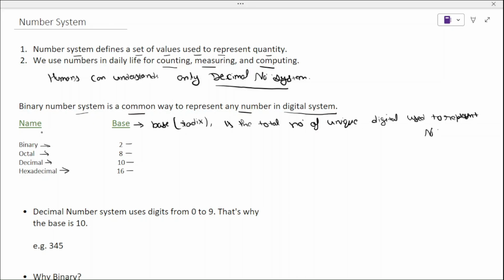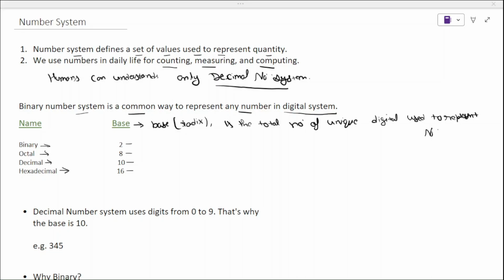Okay, so if you see, for binary number system the base is 2. It means there are two unique digits that represent this binary number system. Similarly for octal, 8 unique digits. Similarly for decimal, 10 unique digits. Same for hexadecimal, 16 unique digits. So now let's move further.